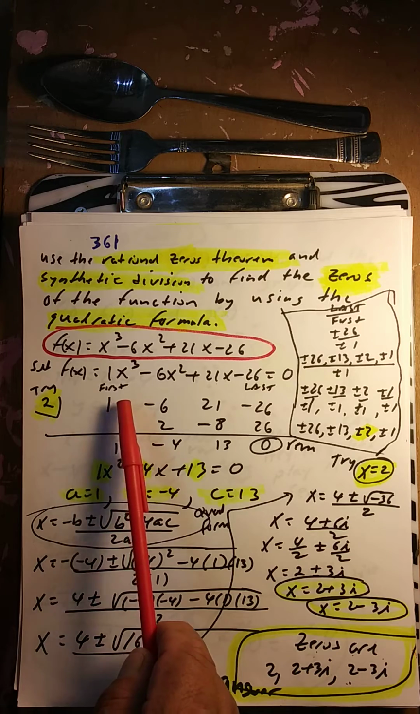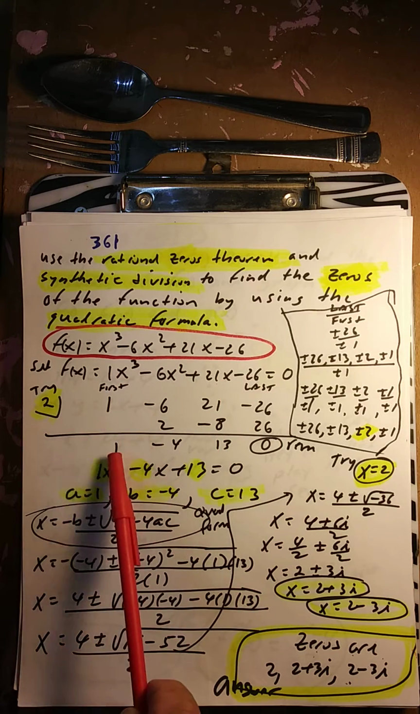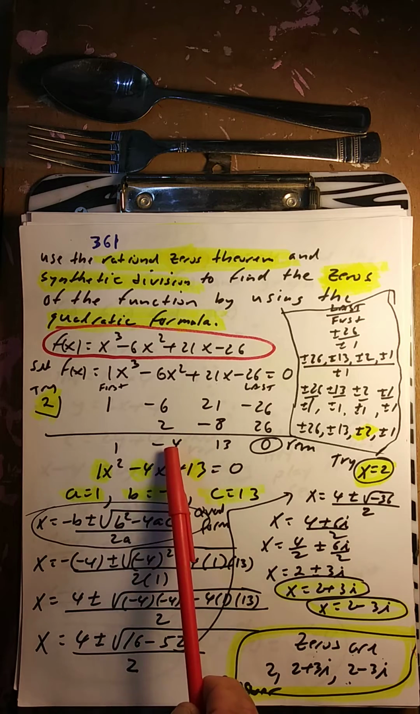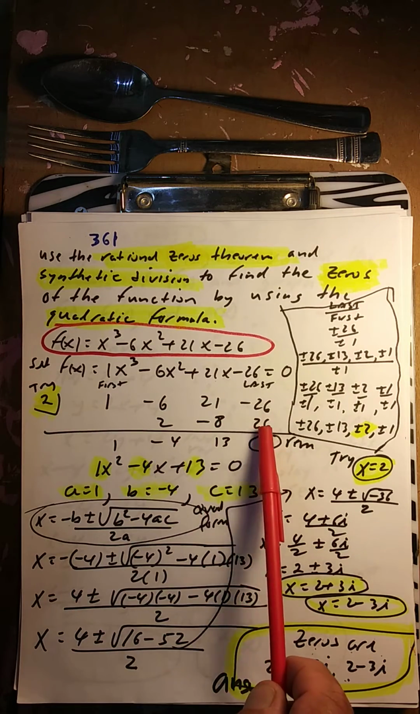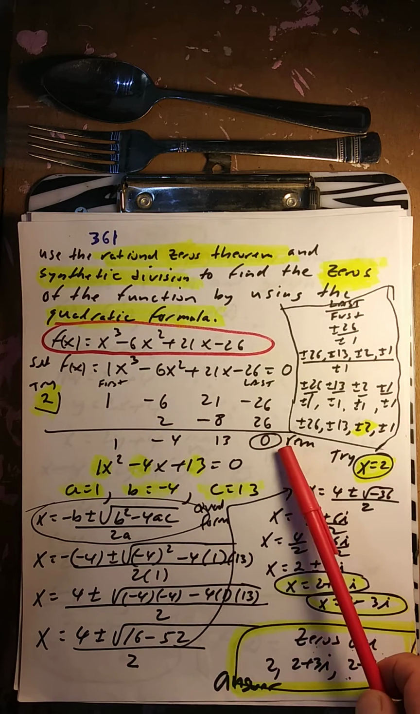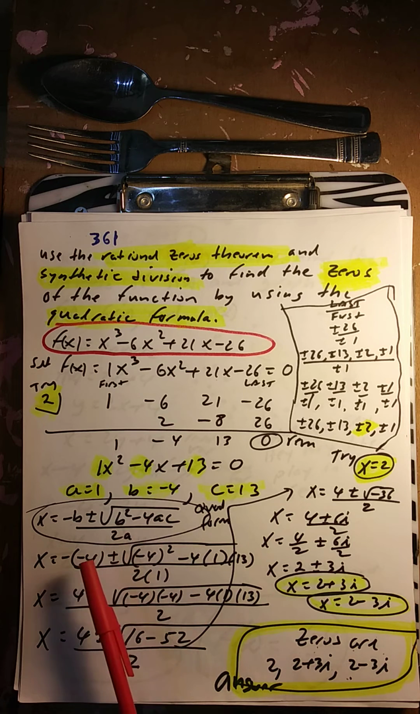So 2, put it in there, synthetic division, just the numbers, coefficients. So 1, that's going to be 2, that's going to be negative 4, that's going to be negative 8, that's going to be 13, 13 is going to be 26. 0 remainder, yes. So we have this left over, A, B, C, quadratic formula.